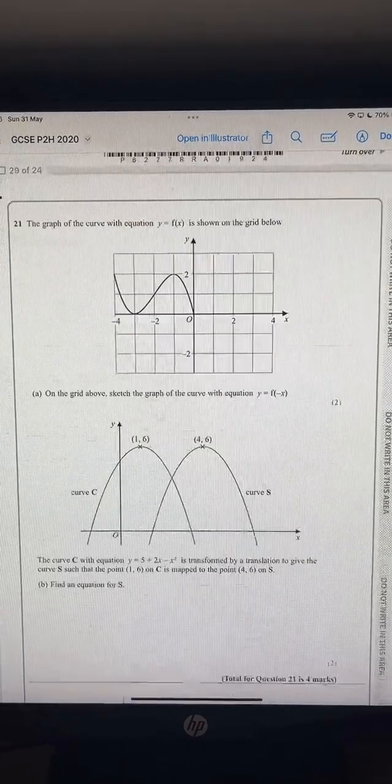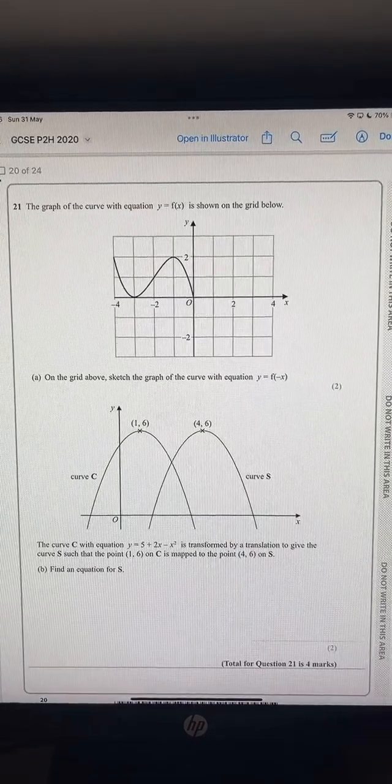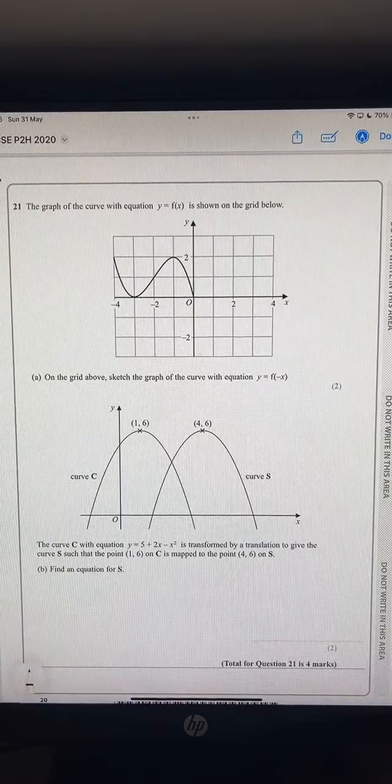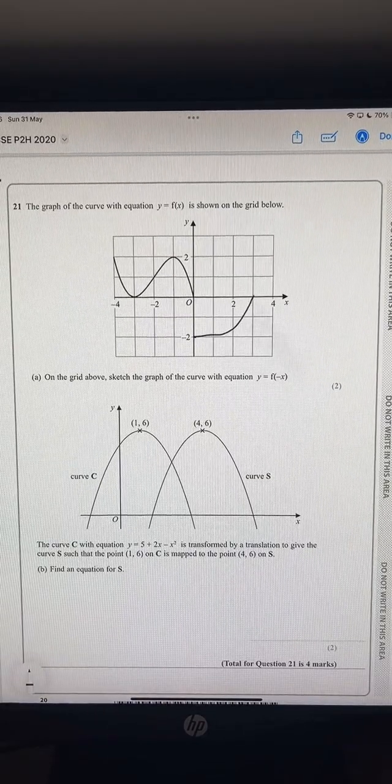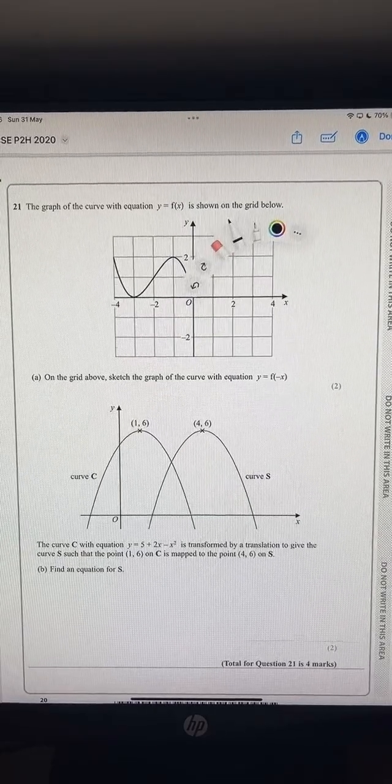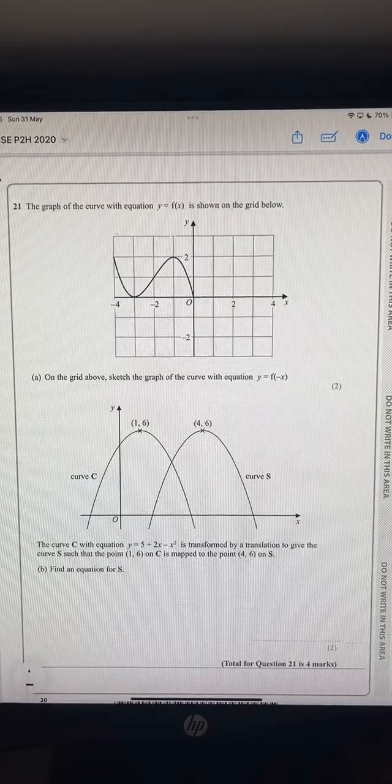So, question 21. They like these types of questions and they like to make these graphs really obnoxious. One year I saw a random graph that looked like this, and it looked like part of an A-level further maths type graph. But you don't need to know any of that. You just need to know what the transformation is.